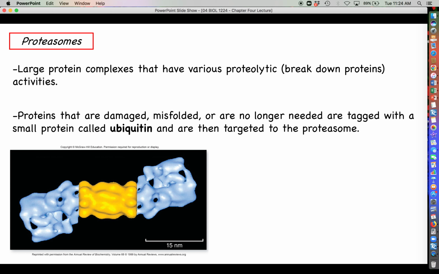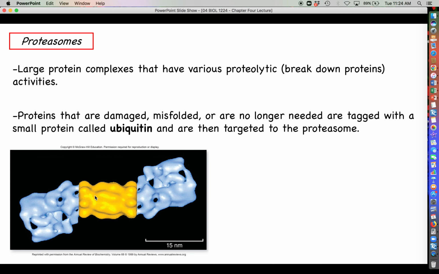If you have a very specific protein inside of the cell, and keep in mind there's tens of thousands of different kinds of proteins inside the cell at any given time, if there's just one particular one that needs to be destroyed, you can tag that protein with a small protein called ubiquitin. It's like putting a little stamp on it, and then that is going to be recognized by the proteasome. That ubiquitin-tagged protein will be delivered here.